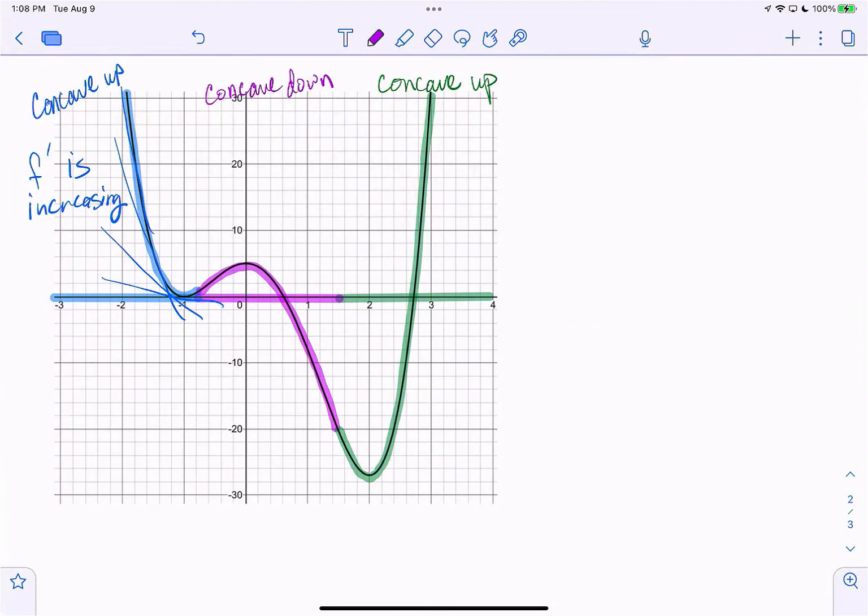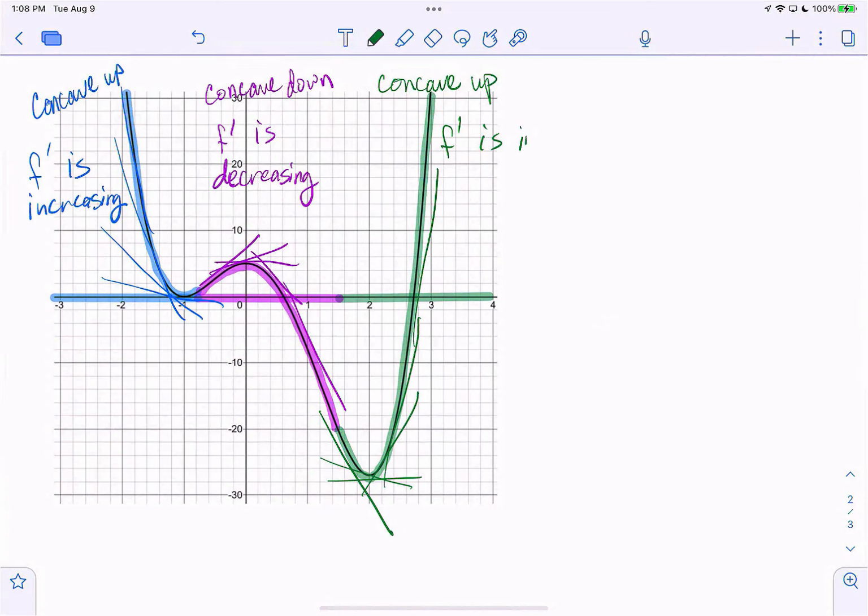In the purple region, we see that f prime is positive, then it approaches 0, and then it goes negative. It's pretty clear that f prime is decreasing. The slopes are becoming more and more negative, and so the derivative is getting smaller in value. For the green portion, the slope of the tangent line starts out negative, then less negative, 0, positive, getting more positive. It's increasing. So here we would say f prime is increasing.